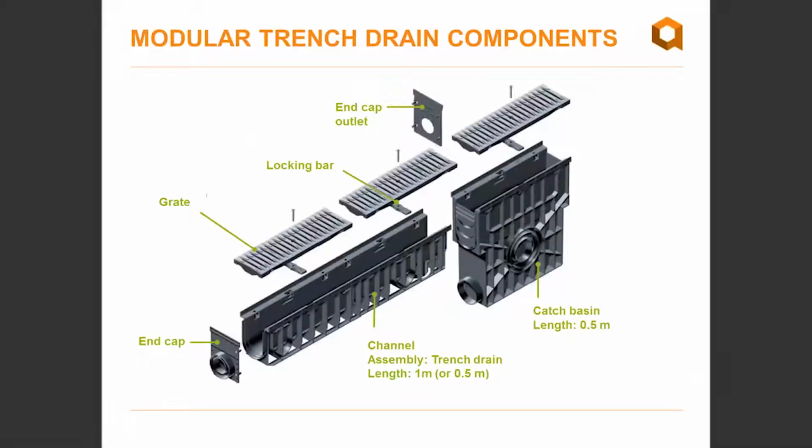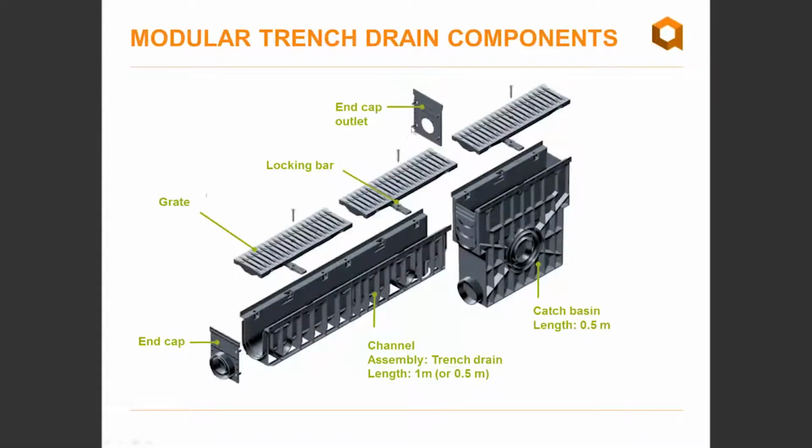So on this exploded view, you have all the components shown for a modular trench drain system. The first component is the channel, which is the body of the trench drain that is usually 1 meter long, but can also be half a meter long. Then on top of it, you have a grate that is secured with a locking mechanism. In that case, that's a locking bar with one bolt. Grates are usually half a meter long.